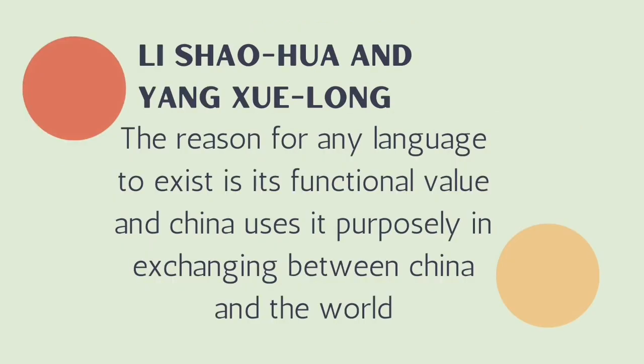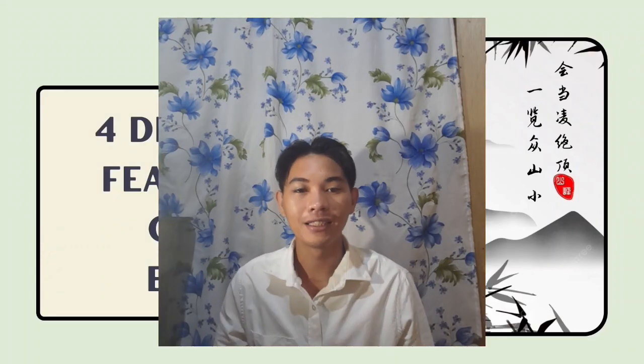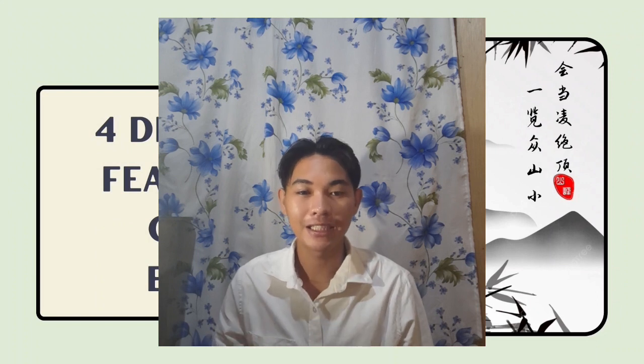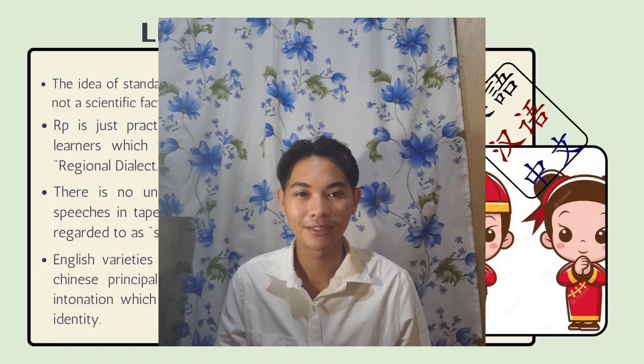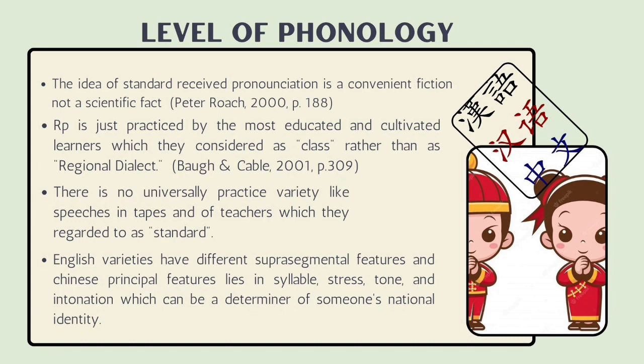According to Li Xiaohua and Yang Long, the reason for any language to exist is its functional value, and China uses it purposely in exchanges between China and the rest of the world. And now, let's talk about the four distinctive features of Chinese English. The first one is the level of phonology.